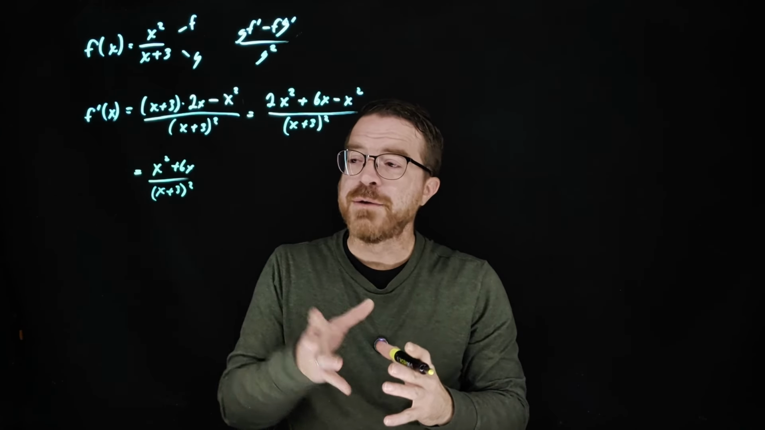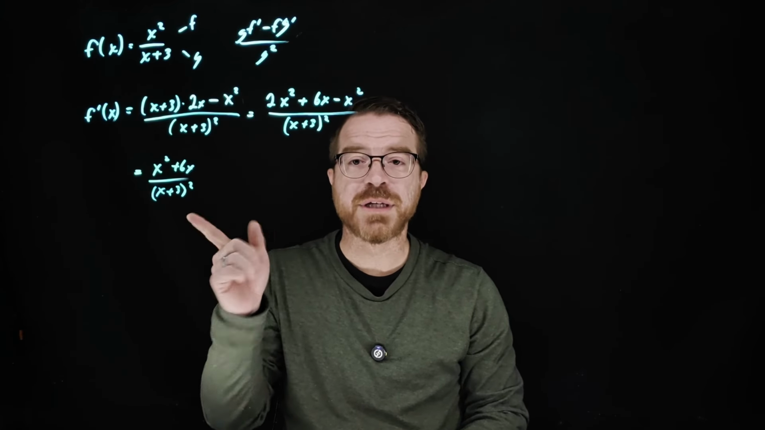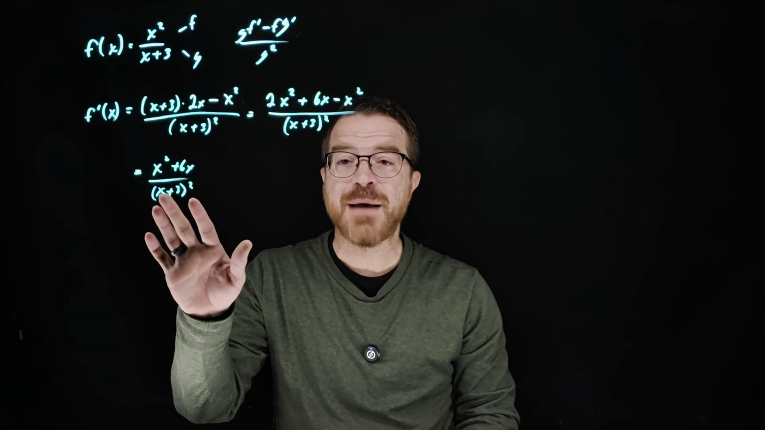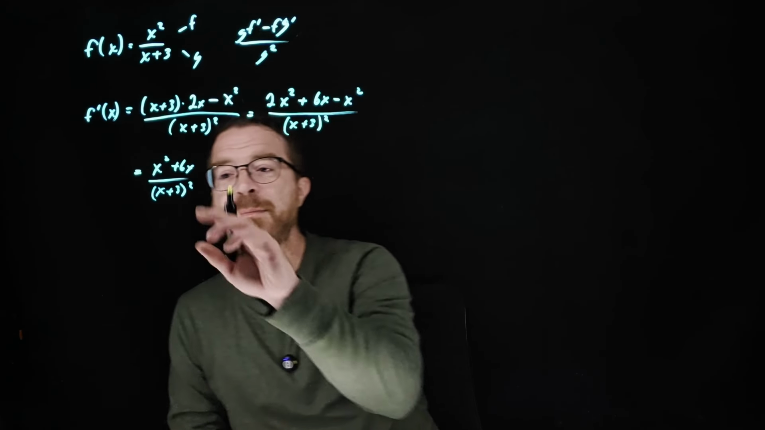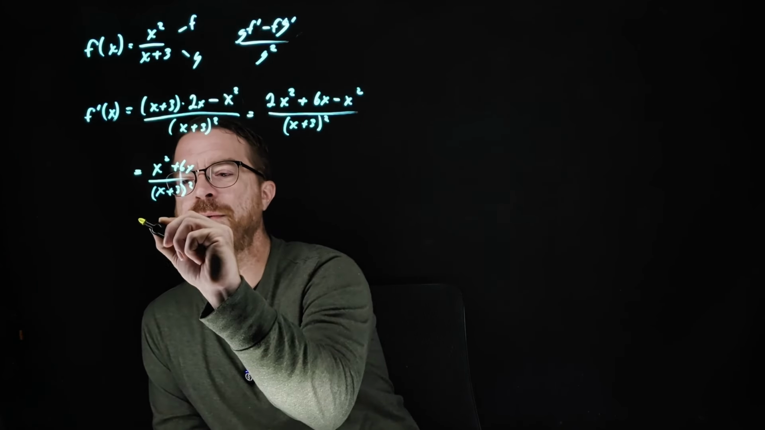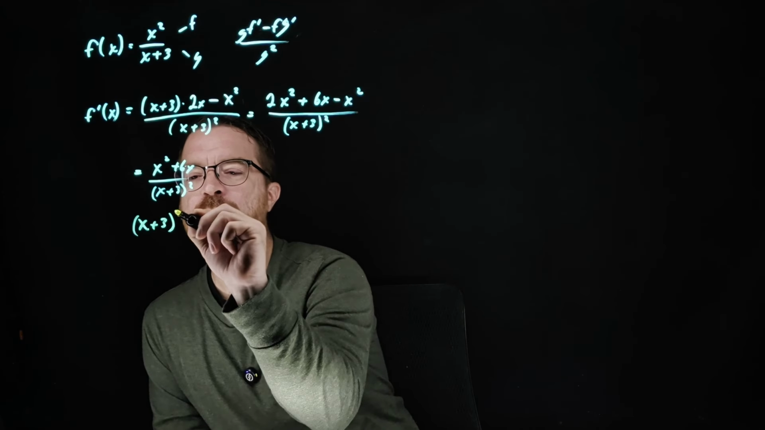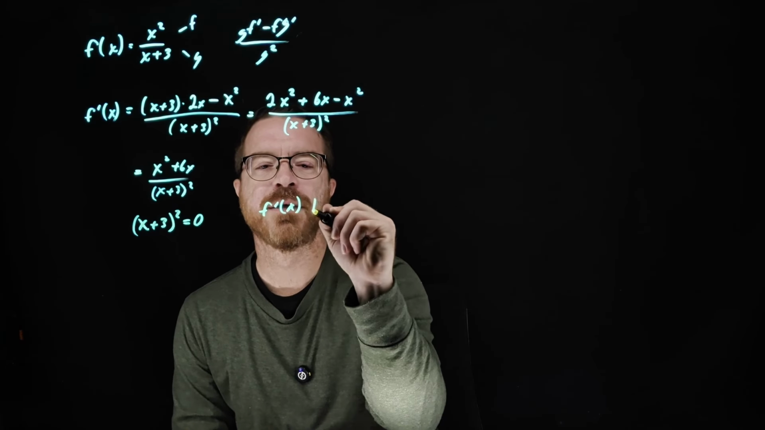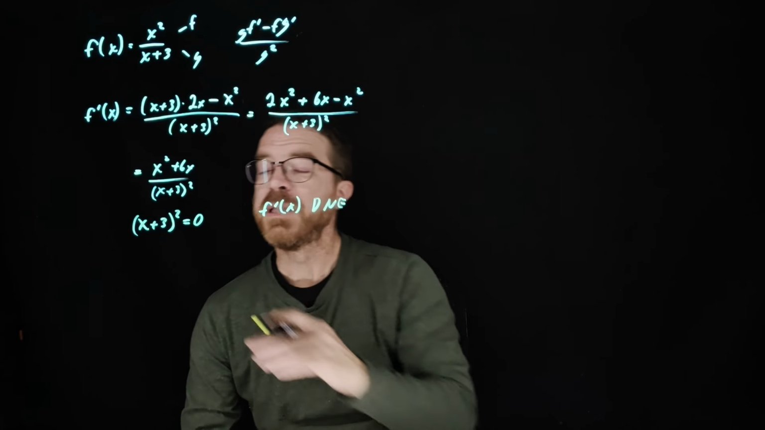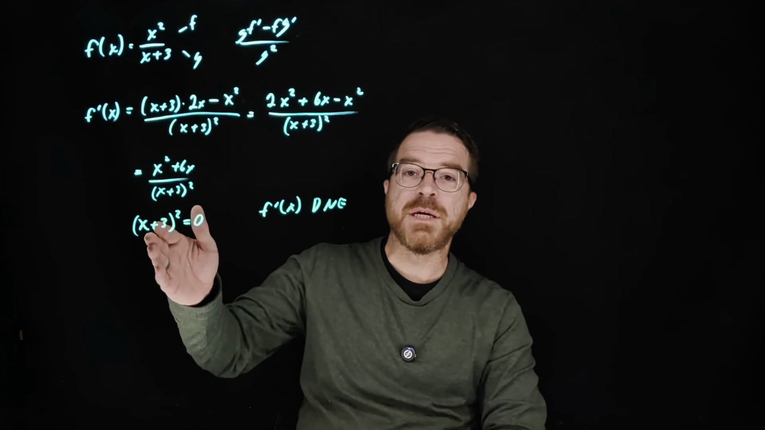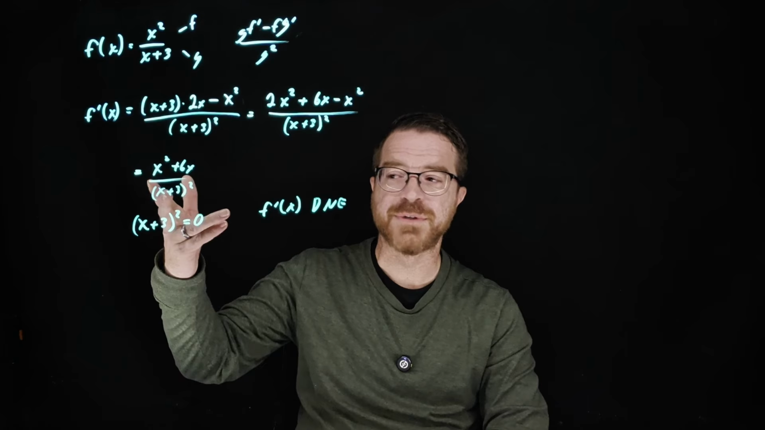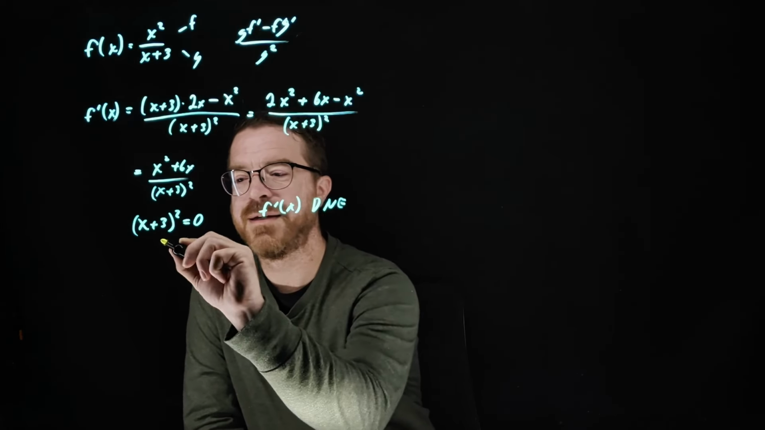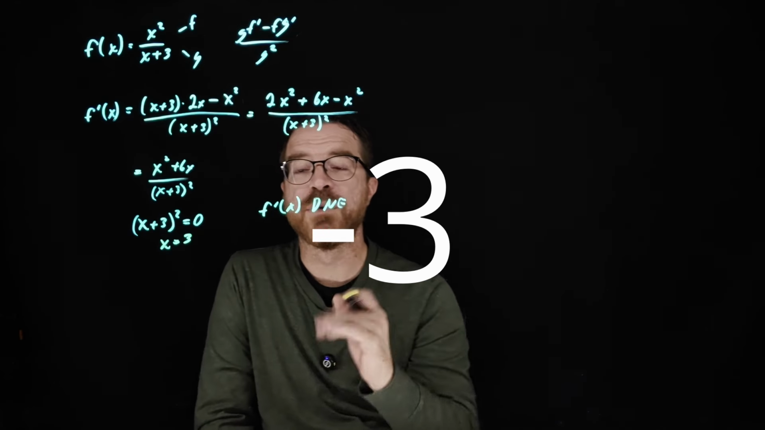Okay, so now for our critical values, we need to find where this derivative is equal to 0 or does not exist. So as always, I'm going to focus on the does not exist first. And it does not exist if the denominator of this fraction is equal to 0. So that means that this x plus 3 squared is equal to 0. This is where it does not exist, right? So we want to find where f prime of x does not exist. In this case, we cannot plug in -3. So we plug in -3, we're going to get -3 plus 3 is 0. 0 squared is still 0. So therefore, our derivative does not exist at x equals -3. So that's one of our critical values.